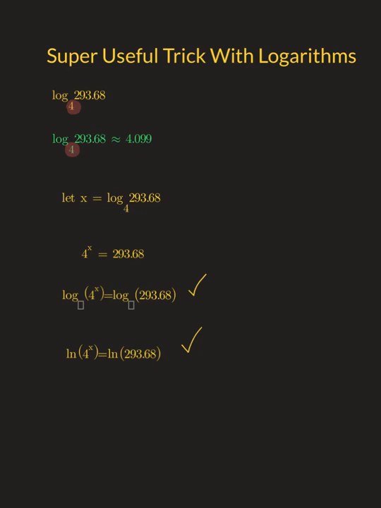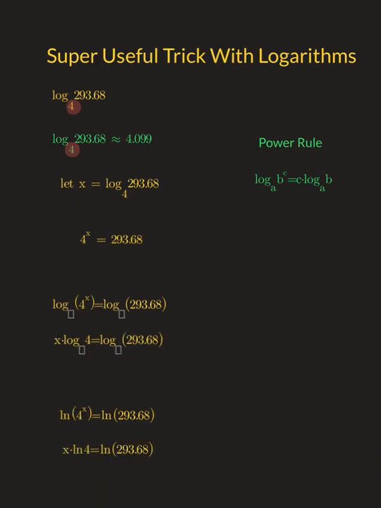We also know by the power rule that ln of 4 to the power of x is just equal to x times ln of 4. Or we could have done the same thing at the top, ln of 293.68. Or up here, we could have said that this is x times the log of 4, which equals log of 293.68. Either way, because this is the power rule: if you have a log of something to the power of something, that exponent can come back down.